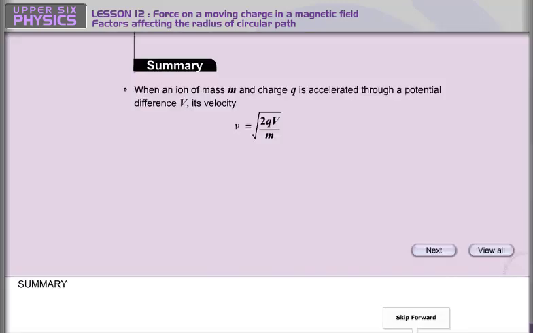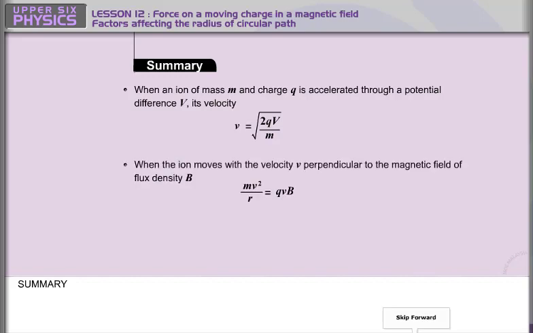Summary. When an ion of mass m and charge q is accelerated through a potential difference V, its velocity v equals the square root of 2qV over m. When the ion moves with the velocity v perpendicular to the magnetic field of flux density B, mv squared over r equals qvB.